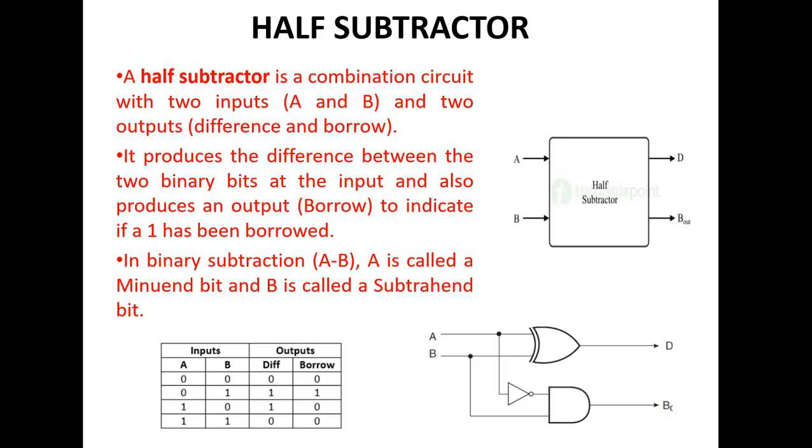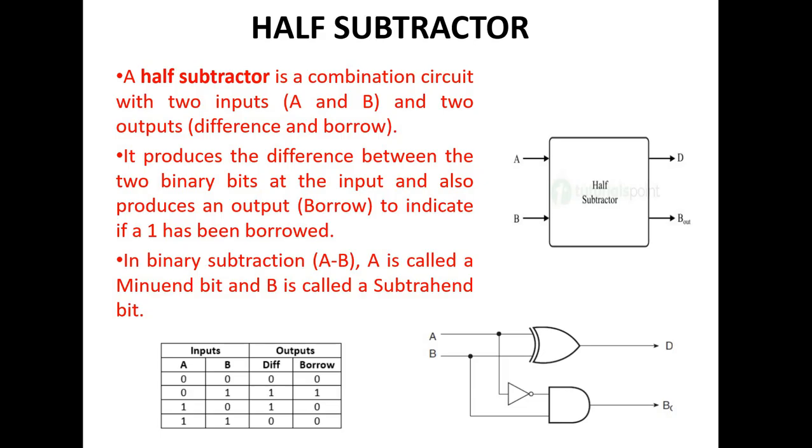Now look at the truth table. If you subtract A minus B, that is 0 minus 0, the difference is 0 and the borrow is 0. If you subtract 0 minus 1, the difference is 1 and the borrow is 1. If you subtract 1 minus 0, the difference is 1 and the borrow is 0. If you subtract 1 minus 1, the difference is 0 and the borrow is 0. In this way, the truth table is designed.